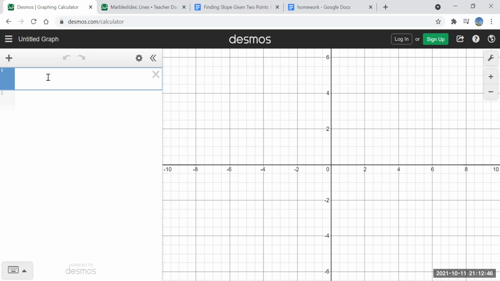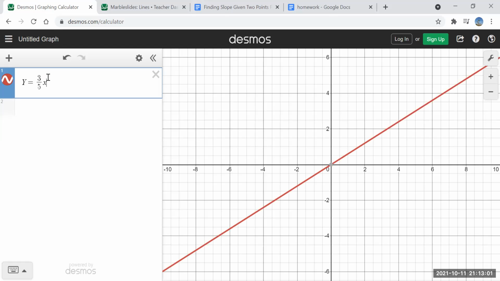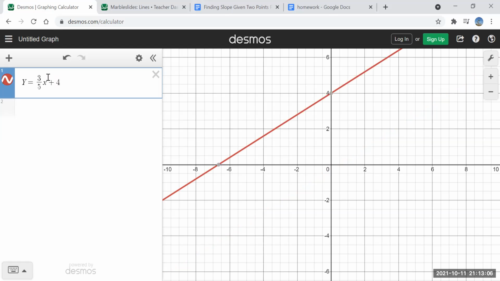So if we had an equation that was y equals 3/5 x plus, let's do 4, our line's going to look something like this. And our slope, we can see, is 1, 2, 3. So we're going to go up 3 and over 5.